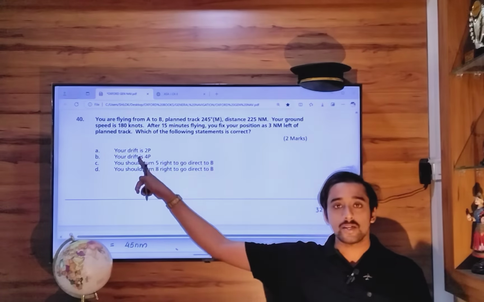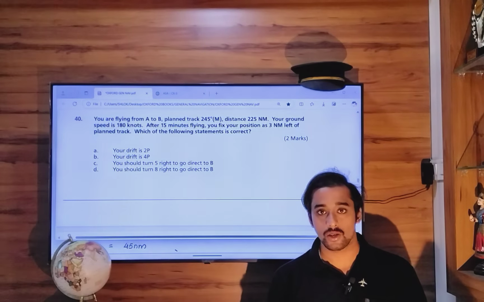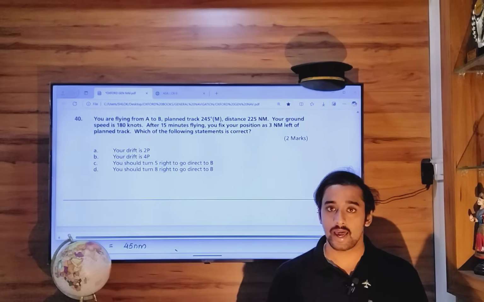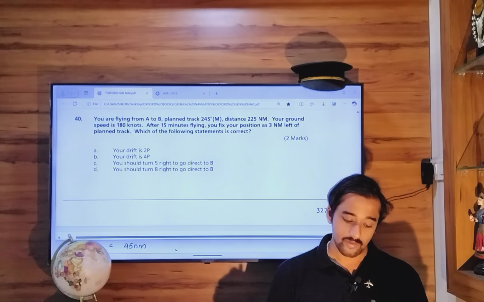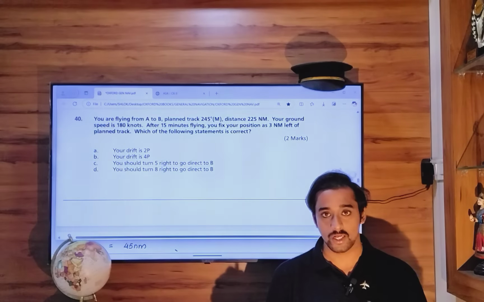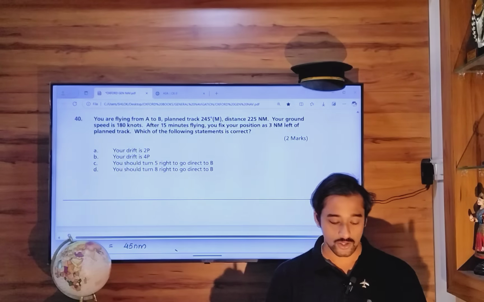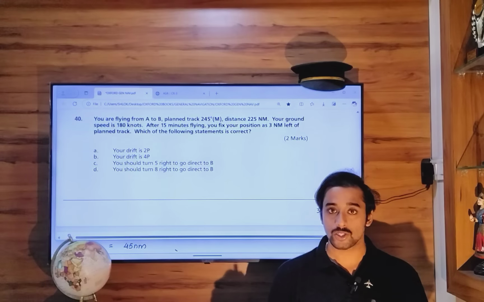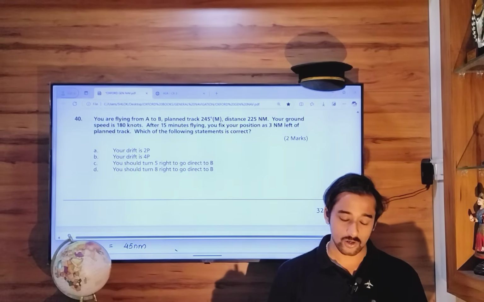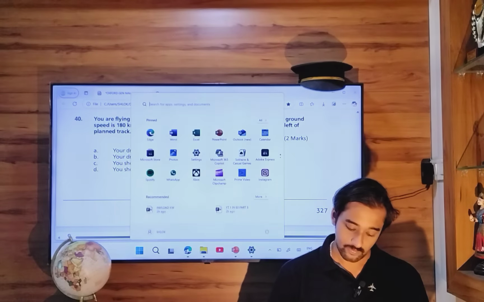Now drift. Is it possible to calculate drift in this question? No, because drift is nothing but the angle between heading and track. In this question, you have been only provided with track information, not heading information. So it's impossible to find out drift. So we are left with options Charlie and Delta, out of which Charlie is the correct option.